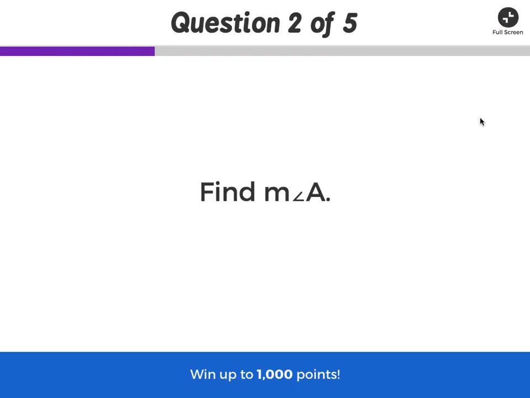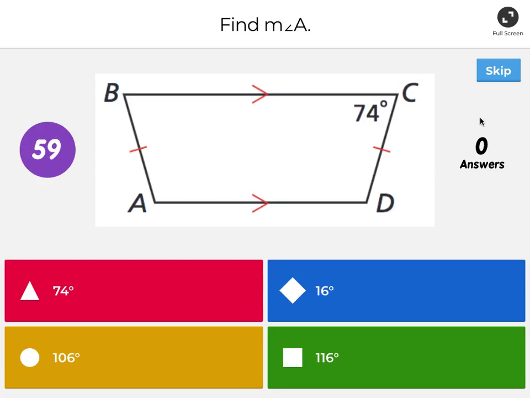Find the measure of angle A. You're given the measure of angle C. Okay, so here's C. You're asked for this angle. What do you know about them? They are not congruent, they are supplementary. So that means they add up to 180. So 180 minus 74 is 106. 106 degrees.